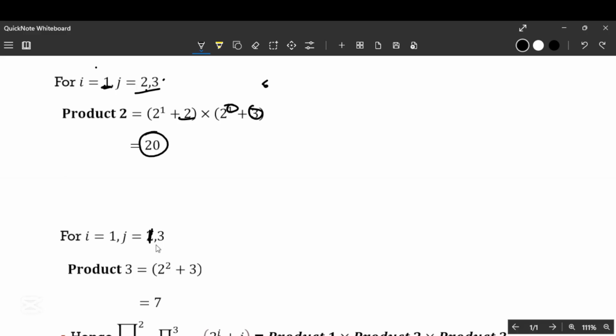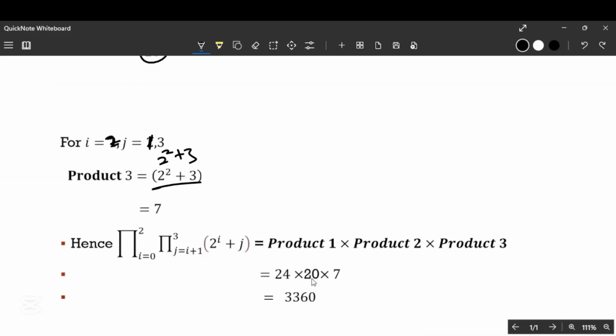Sorry. So here is 2. For i equal to 2, j will be equal to 3. So you have 2 exponent 2 plus 3, and that is what is here. And we are going to have 7. So the final result is the product of the first one times the product of the second one times the product of the third one. So we are going to have 24 times 20 times 7, and that gives us 3,360.